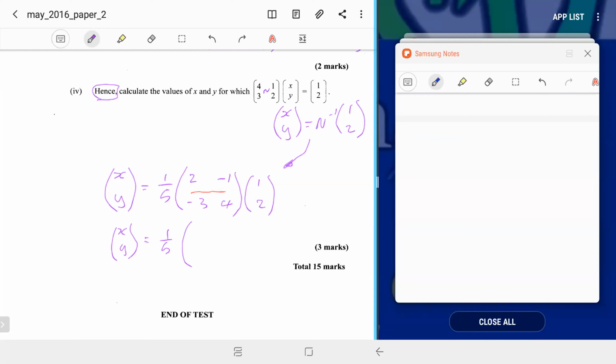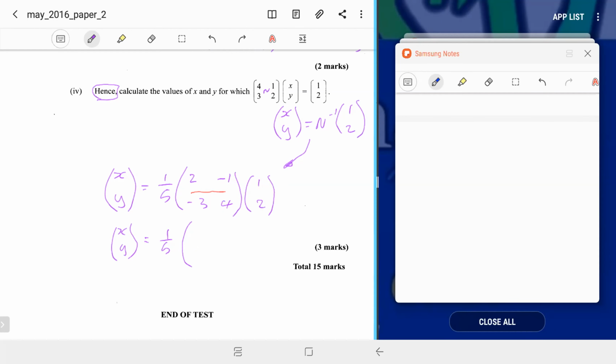So it becomes 2 times 1 and minus 1 times 2. See here, this row times the 1 column gives me my first value here. 2 values I'm going to get. The first value here is those 2 multiplying together, first row and the 1 column, right? So it's 2 times 1 and minus 1 times 2.